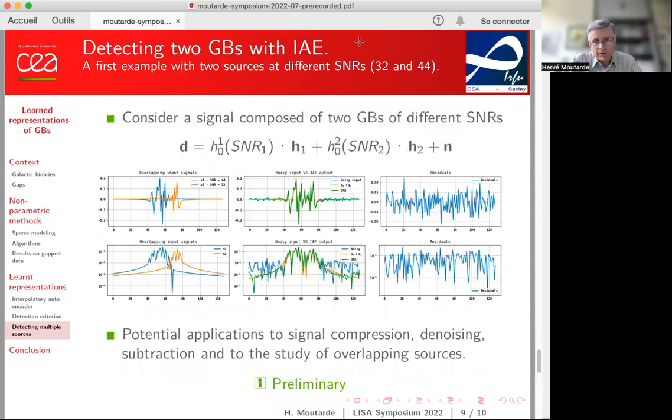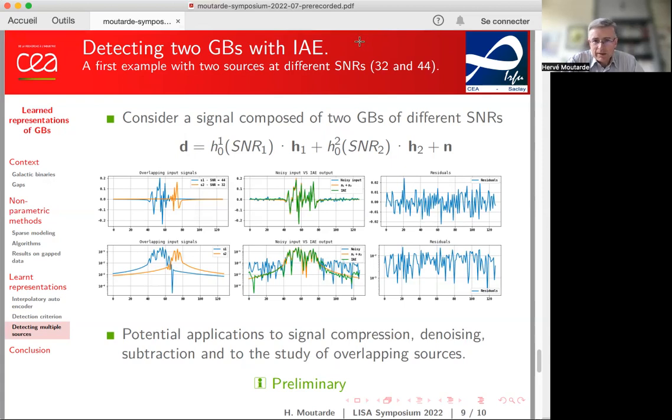We can also detect two galactic binaries. Suppose that we take data made of two galactic binaries with different SNR on noise. Here we played with 32 and 44 as SNRs for sources 1 and 2. And we see in the various plots here one source in blue and the other source in orange, and the reconstruction by the interpolating autoencoder in green. And we observe that even on the tails of the signal, which are basically drawn under the noise, we manage to really retrieve the physical signal and obtain very good residuals.